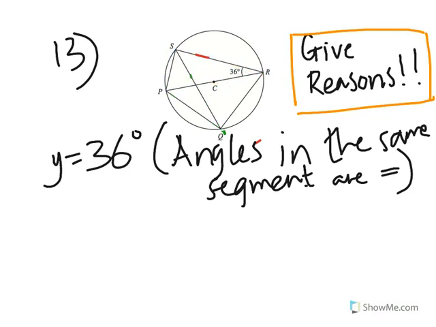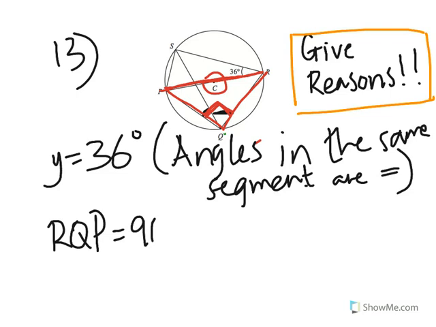Okay, next part. So we know what y is, which is this angle. Now, how do we find this angle? First of all, to do that, we need to look at this line over here. Alright? So it's basically a diameter, as it passes through the center C. So this triangle here, if that is the diameter, that should mean that the angle opposite to the diameter is 90 degrees. So this angle is 90 degrees. So RQP is equal to 90 degrees.